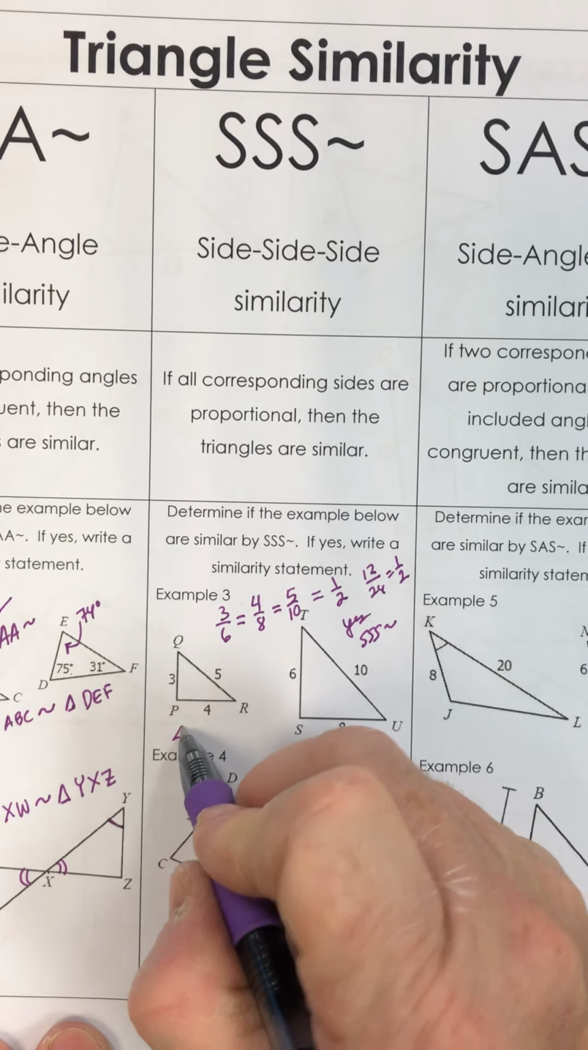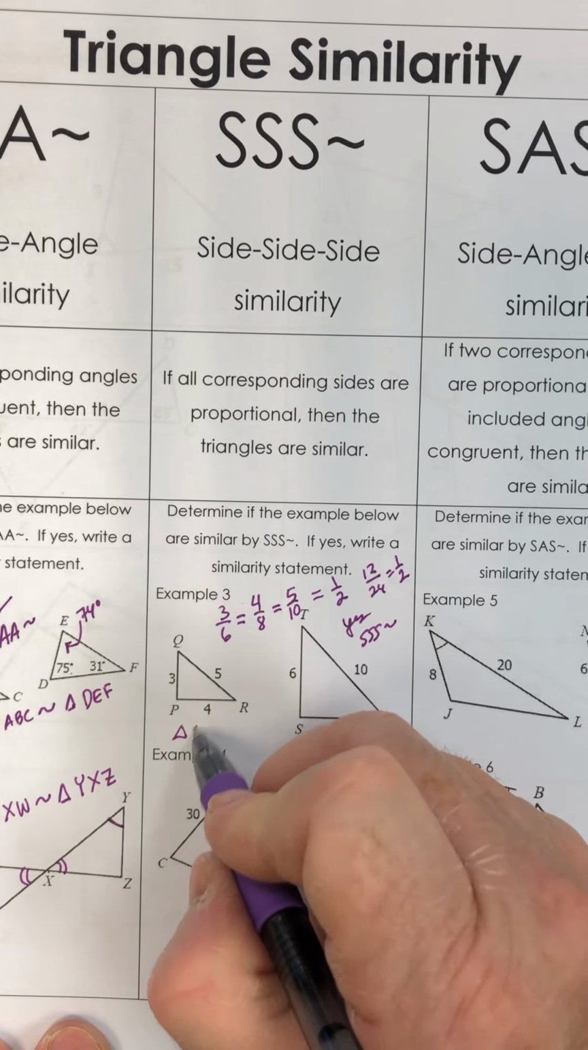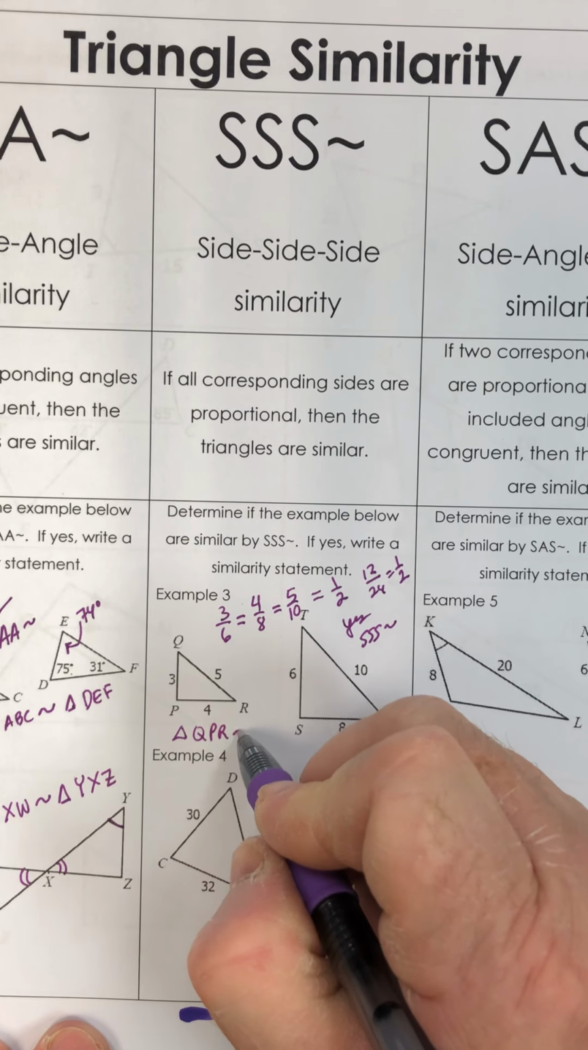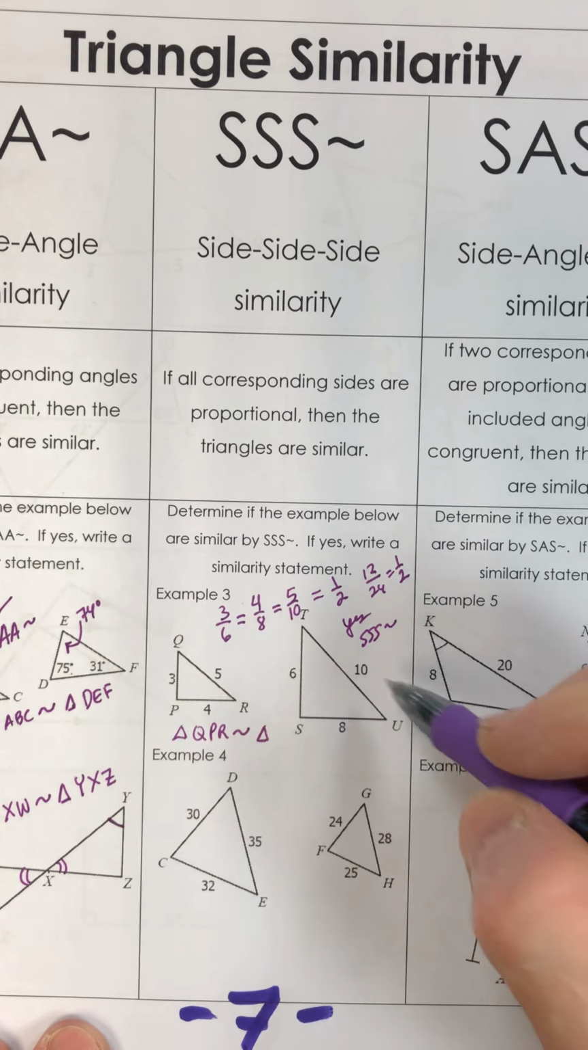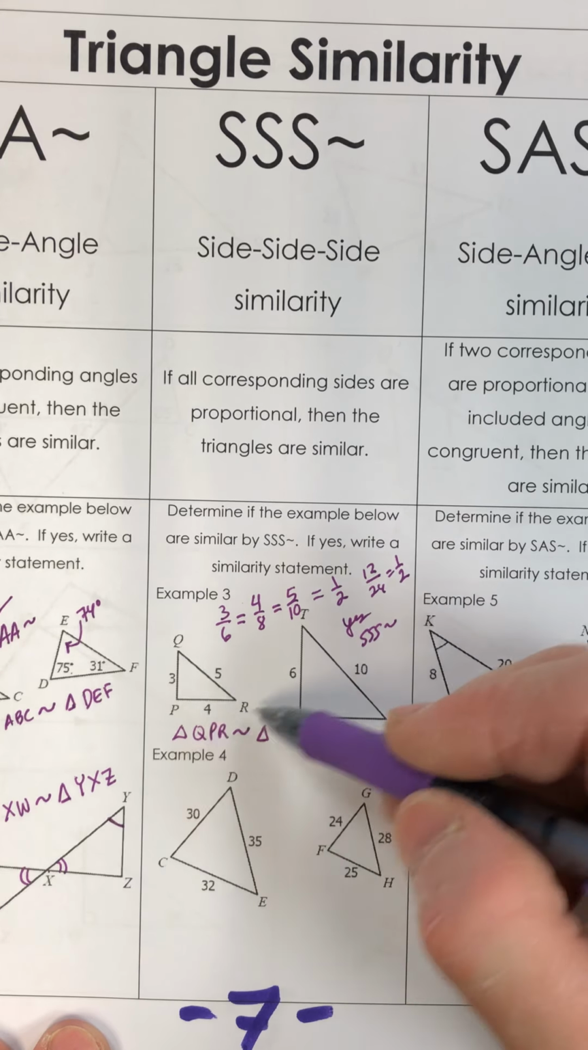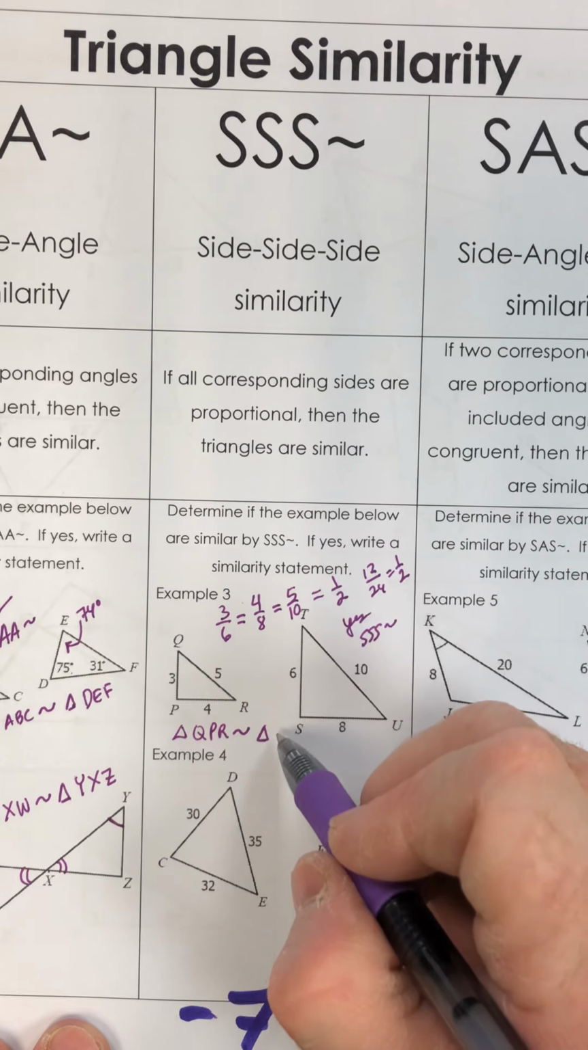We'll say triangle QPR would be similar to triangle. If I went QPR, then I have to go TSU.